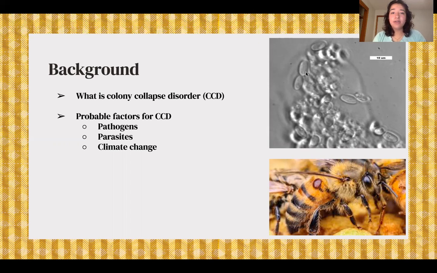The upper right image shows Nosema ceranae, which is what we'll be focused on in this study. Nosema ceranae is a fungus, and it's a unicellular pathogen. It targets the gut epithelial tissue of Apis mellifera, and it can result in malnutrition, a shorter lifespan, and eventually death.